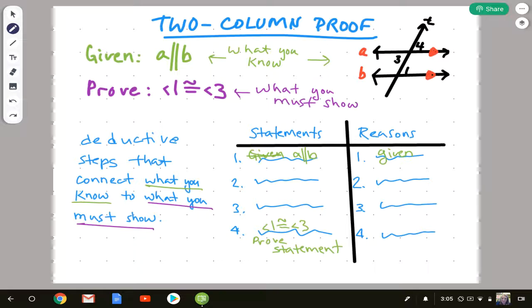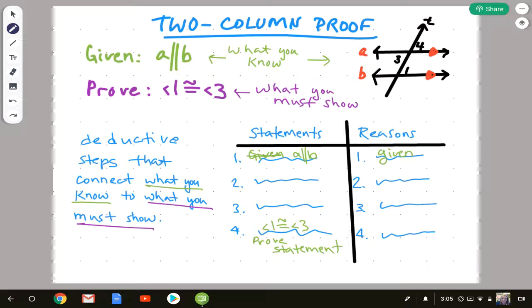Now along the way, as I write down these statements, I need to be able to write the reason that I can make that statement. So this is similar to what you have done in logic. If you took logic, we're having to use the different reasons to support our statement.